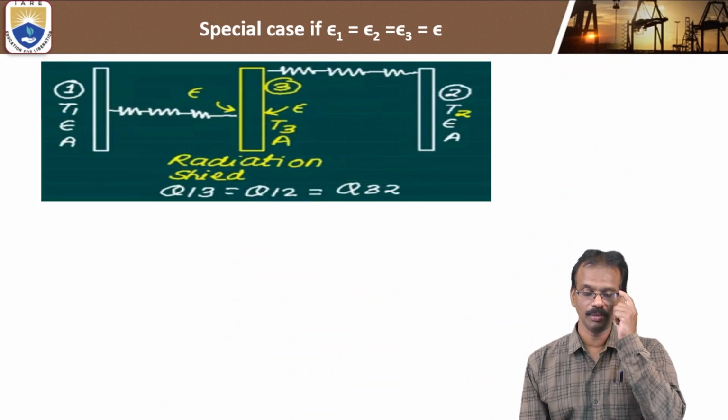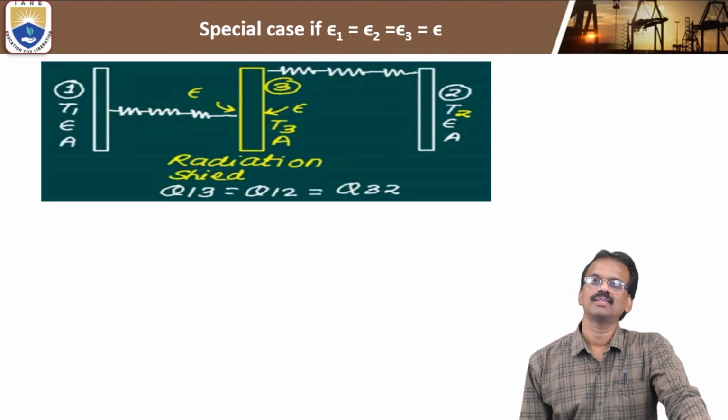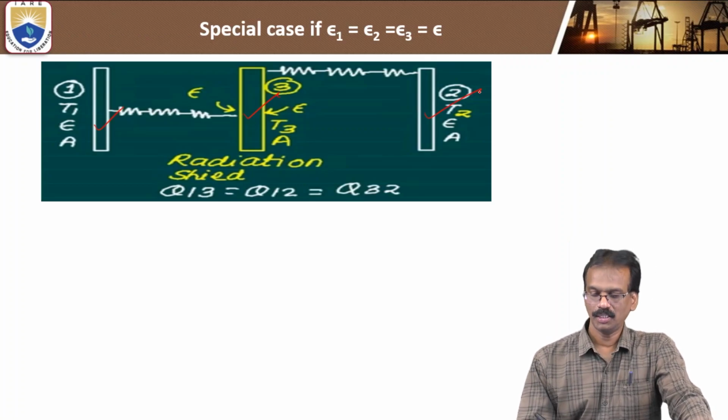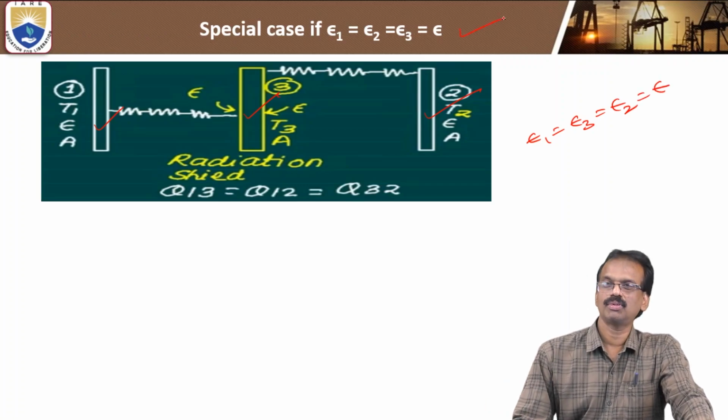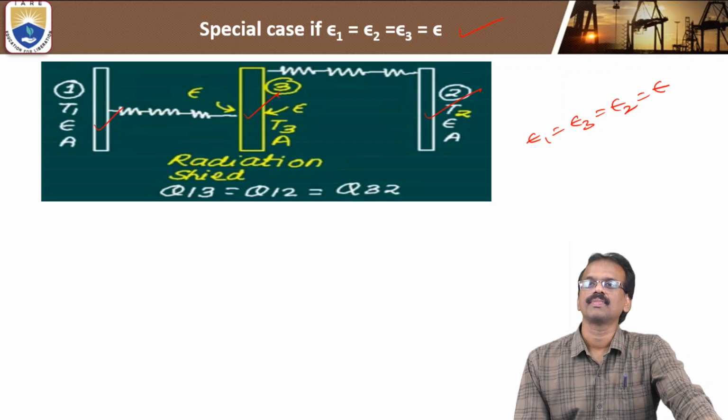So this is a similar case, but here we are considering the same emissivities. Surface 1, surface 3 and surface 2 have the same emissivities. So epsilon 1 is equal to epsilon 3 is equal to epsilon 2 is equal to epsilon. We are considering this as a special case.